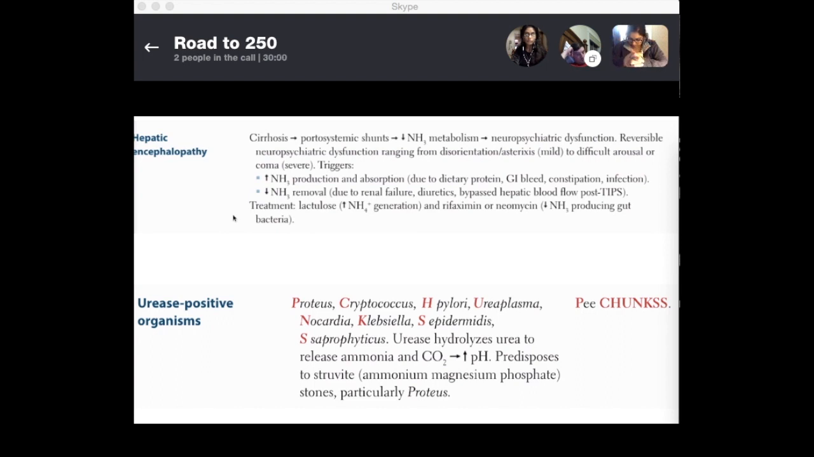And also these can predispose to the struvite stones, which are made of ammonium, magnesium, and phosphate. So ammonia, ammonium, these will happen there. And yeah, so any questions on this guy here?